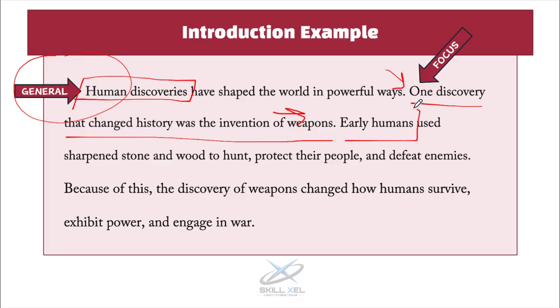And then they say early humans. They don't say exactly the name of the humans. We don't call them Paleolithic men or women or cavemen here or nomads. We just call them early humans. Early humans sharpened stone and wood to hunt, protect the people, and defeat enemies.